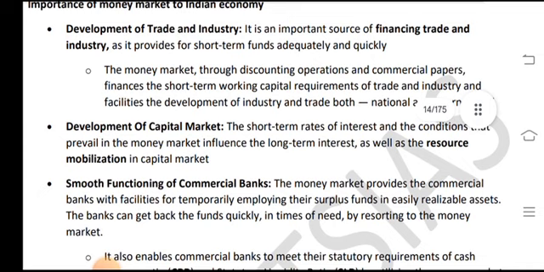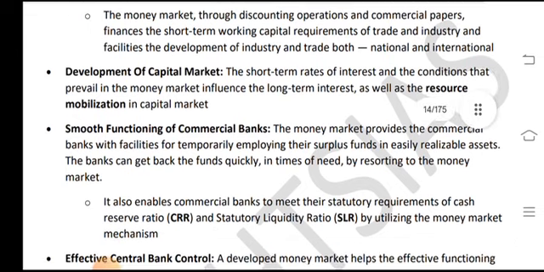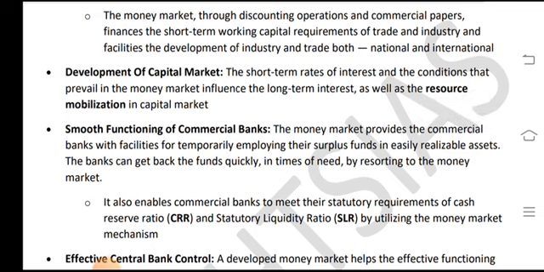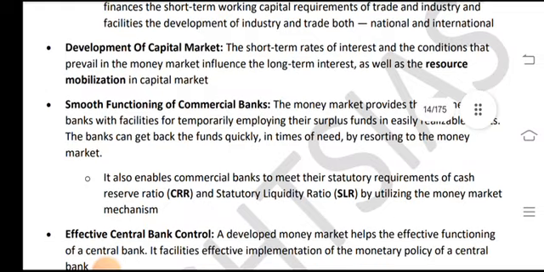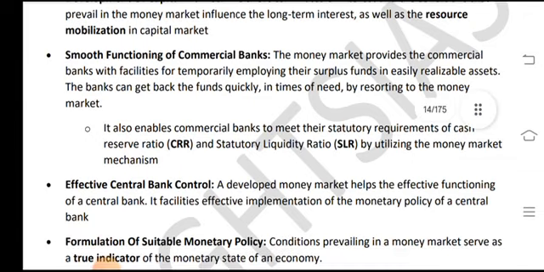The money market, through discounting operations and commercial papers, finances the short-term working capital requirements of trade and industries and facilitates the development of industries and trade, both national and international. It also aids the development of the capital market: the short-term rate of interest and the conditions that prevail in the money market influence the long-term interest rate as well as resource mobilization in the capital market.